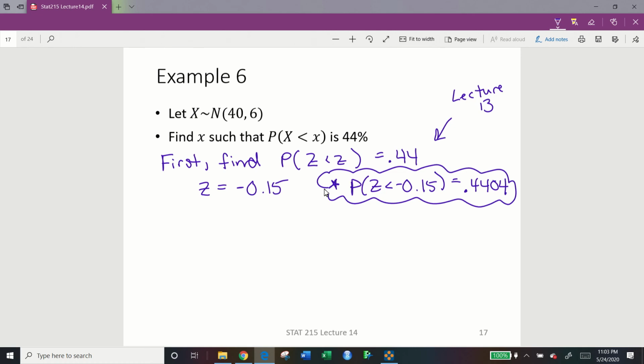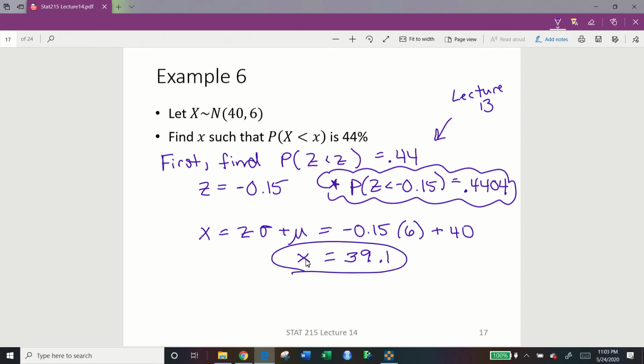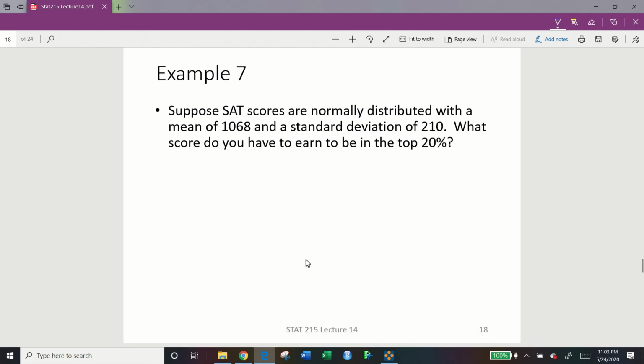Now at this point, we can use our new formula of x equals z times sigma plus mu. Our z is negative 0.15, our sigma is 6, and our mean is 40. So this is going to be equal to 39.1. And there we have it. What do you think? Easy? Well, let's find out. Let's do another example.